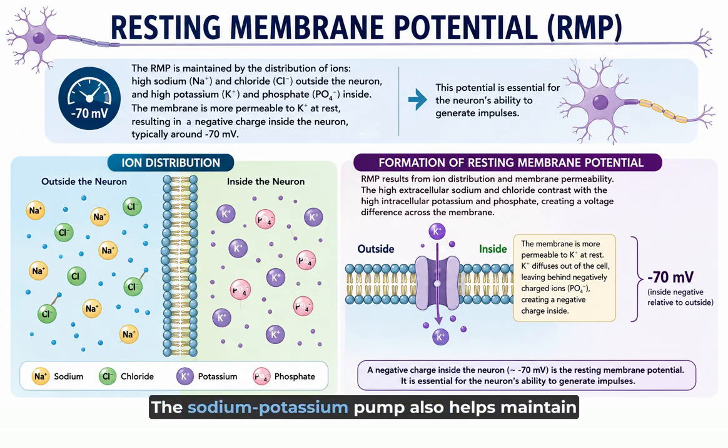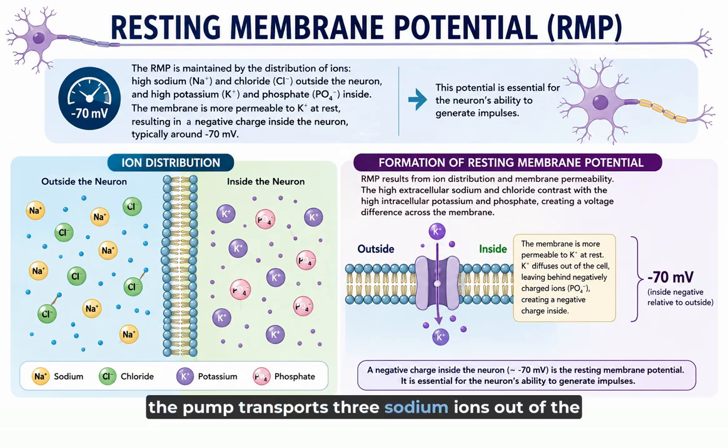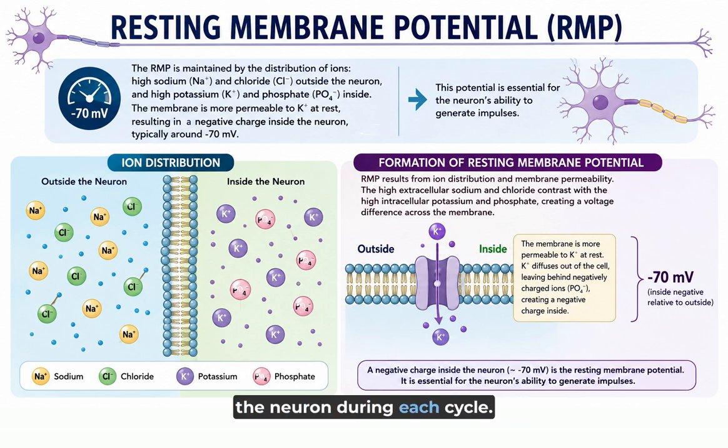The sodium-potassium pump also helps maintain these ion concentration differences. Using energy from ATP, the pump transports 3 sodium ions out of the neuron and 2 potassium ions into the neuron during each cycle. Although the pump contributes slightly to the negative internal charge, its primary role is to preserve the sodium and potassium concentration gradients over time.